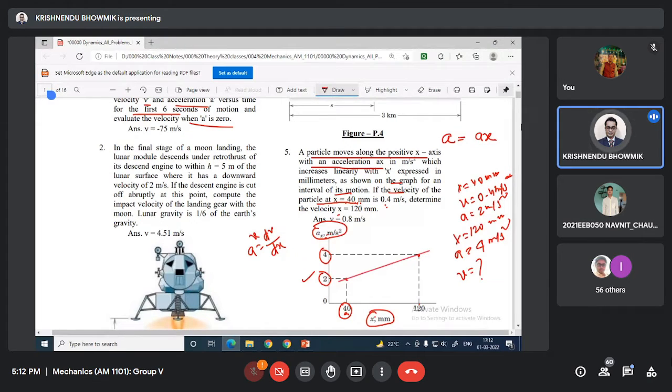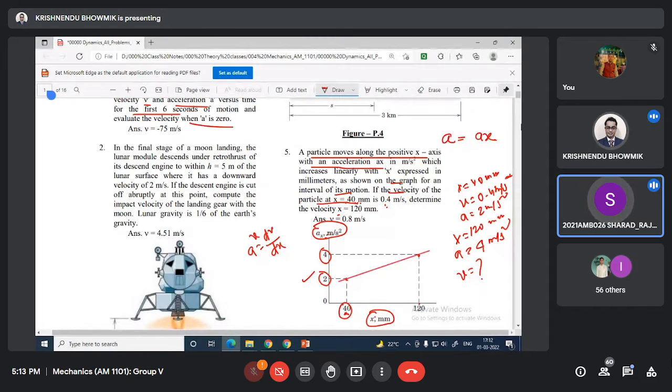Acceleration is varying linearly with x. We can relate the A and x. Yes, you can do. Okay, fine. There could be many ways to solve this.